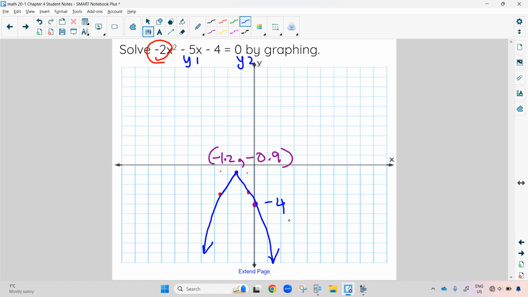Okay, now remember solutions are x-intercepts, and I can see that there are no x-intercepts. So while it's tempting to say that there is no solution, that's partly right. There is no real solution. So there is a solution, but it's just not in the real numbers. So don't say no solution. I want you to say no real solution. That means there is no value of x that I can plug in here to make this equation equal to 0 because it doesn't cross the x-axis.